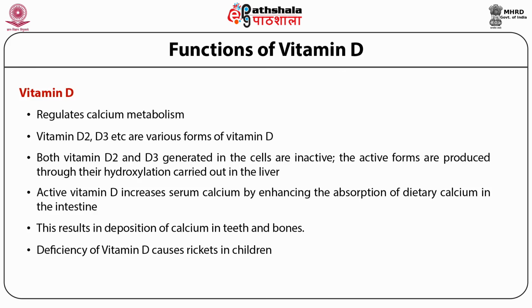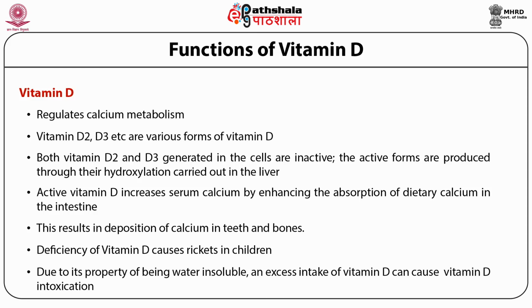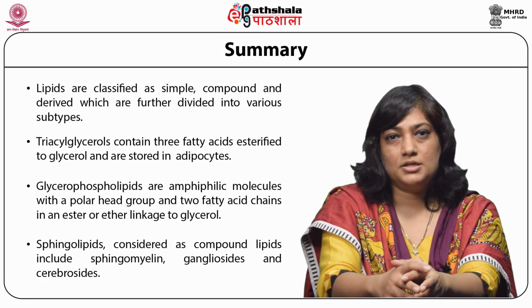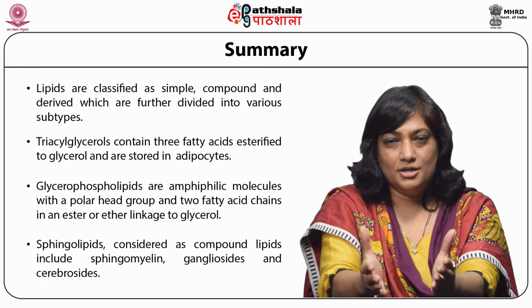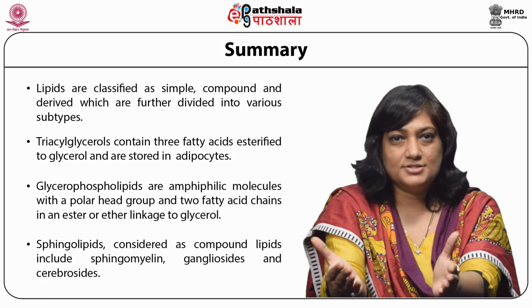The deficiency of vitamin D causes rickets in children, we all know that. And due to its property of being fat soluble, an excess intake of vitamin D is also harmful because that can cause vitamin D intoxication. So we've now seen how important the class of derived lipids are because they serve important roles in the human body, like how the different kinds of steroid hormones are required for performing different functions in the cell. So what is the take-home lesson from this particular series of lectures?